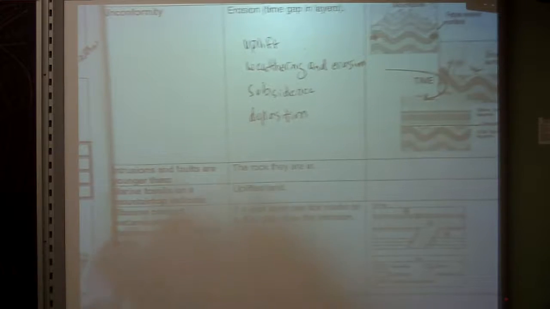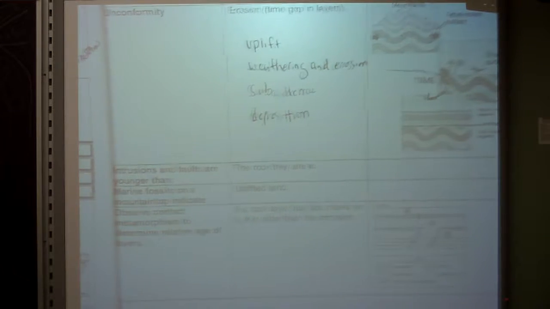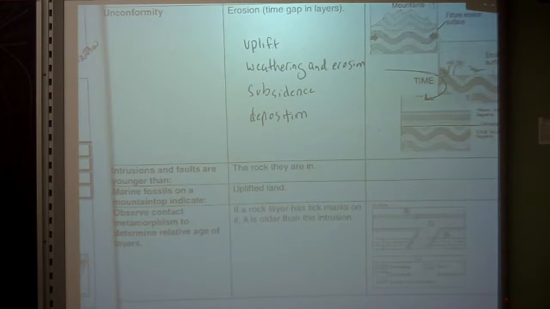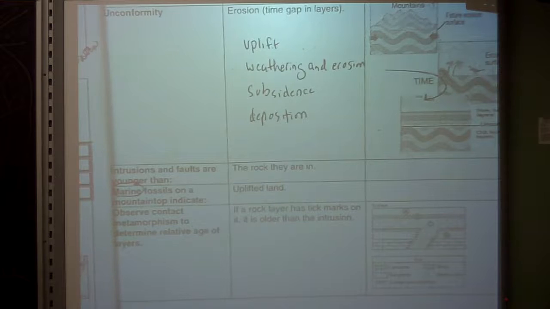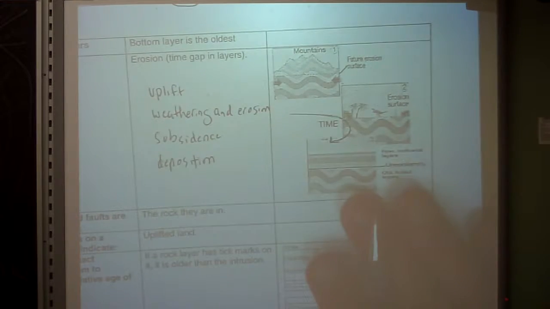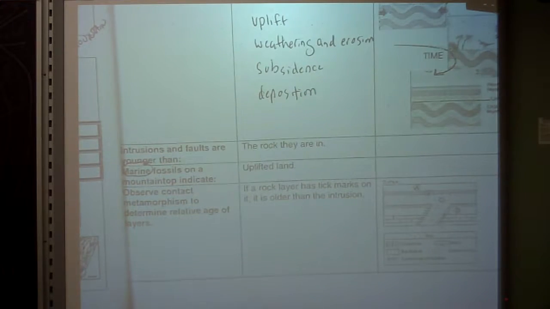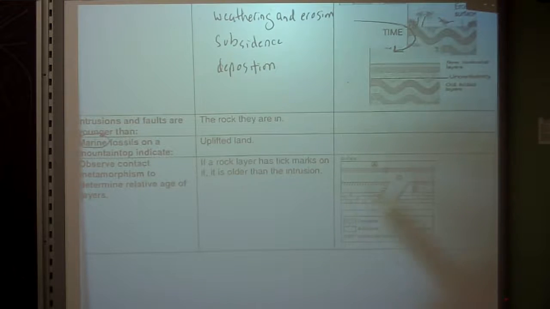Now we also have these rules that if we have intrusions or faults, they have to be younger than the rocks that they are in. And marine fossils on top of a mountaintop indicate that the land's been uplifted, because marine fossils were formed in the ocean, and we find a lot of places where marine fossils are found high up. It tells us that we've had some uplifting, and uplifting, folding, faulting, they're all evidence of what we call crustal activity.